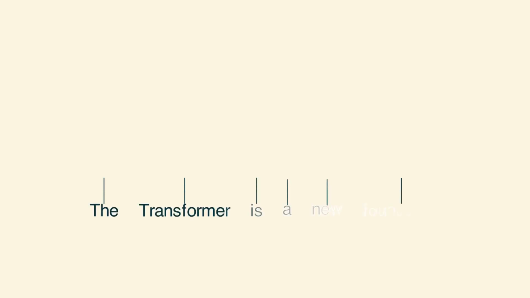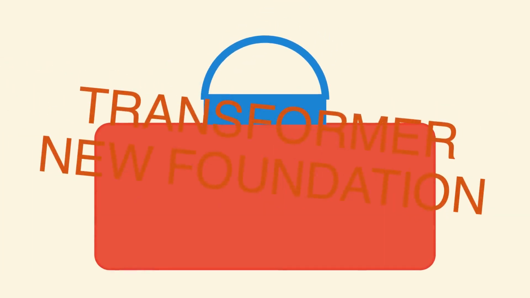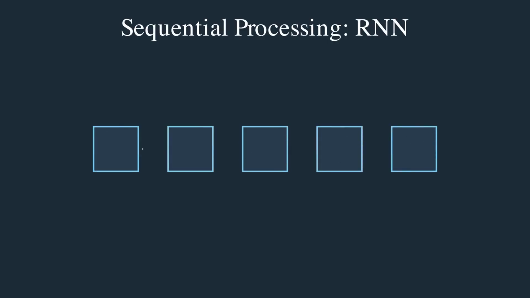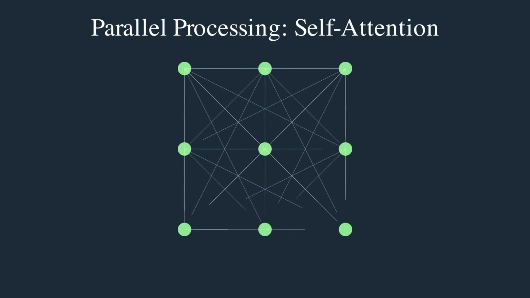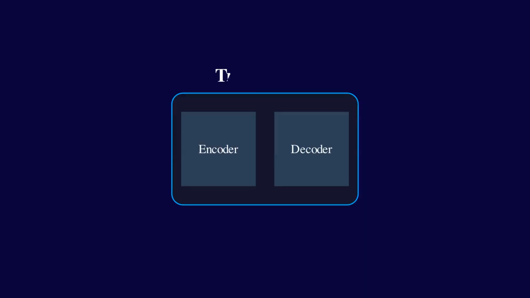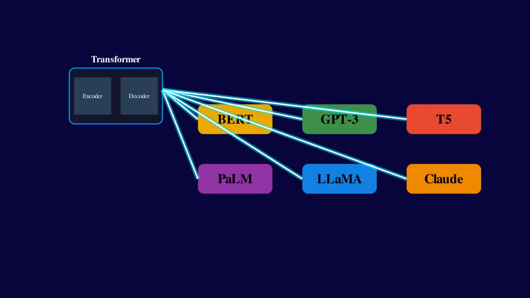It even generalized to other tasks like English constituency parsing. The transformer was not just a new model, it was a new foundation. By replacing sequential recurrence with parallel self-attention, the transformer architecture solved a fundamental bottleneck in AI. It allowed models to be trained on vastly more data far more efficiently. This brilliant combination became the blueprint for nearly all modern large language models, from BERT to GPT-4.